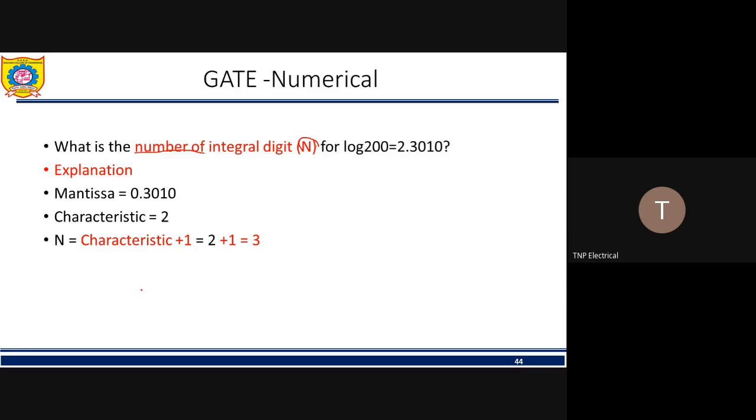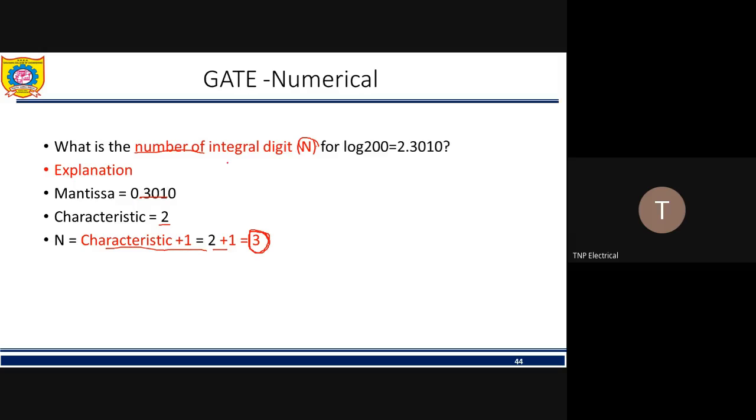What is the number of integral digits n for log 200 that is equal to 2.3010? Here the mantissa is 0.3010 and the characteristic is 2. Now characteristic plus 1 is equal to 2 plus 1, that is 3.